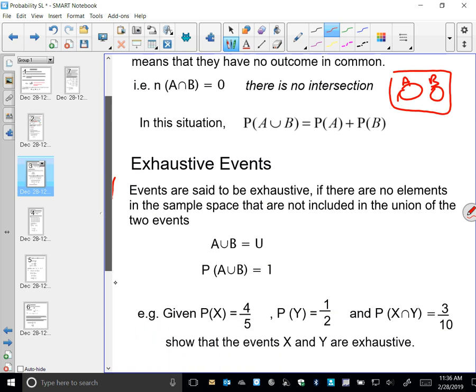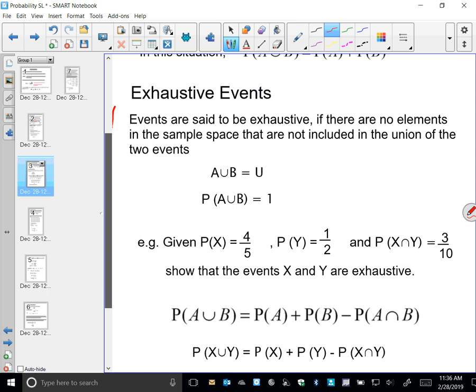Exhaustive events are said to be exhaustive if no elements in the sample space are not included. Remember when we looked at sets and Venn diagrams, you have stuff like this, and then you've got some things outside. Exhaustive events means there's nothing outside. You've got to be in your sets. So in other words, the union would add up to 1. So everything is happening in that situation.